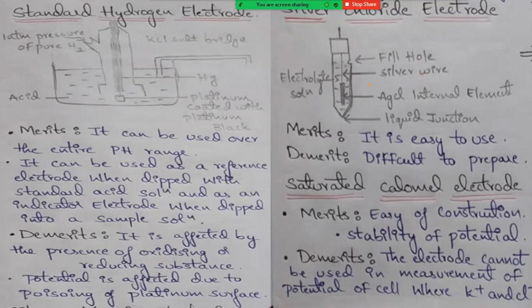So what is the merit of the silver chloride electrode? It is easy to use, very easy to use. There is no difficult part.